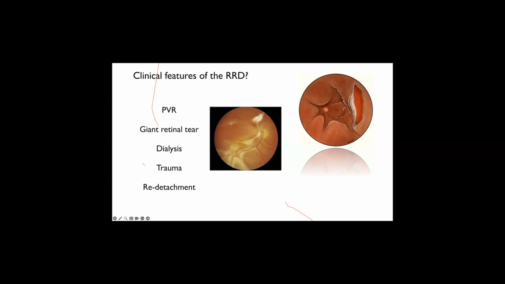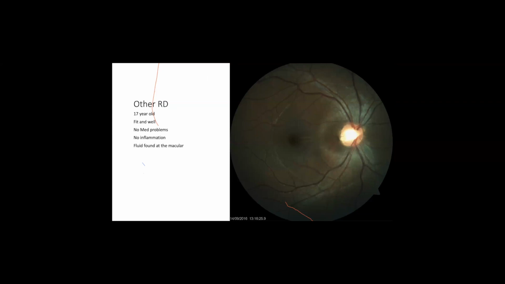If there's trauma associated or if there's blood around, once again, that's a poor prognostic feature, and we would like to intervene sooner rather than later. There are other types of retinal detachments, and I just put this picture here.